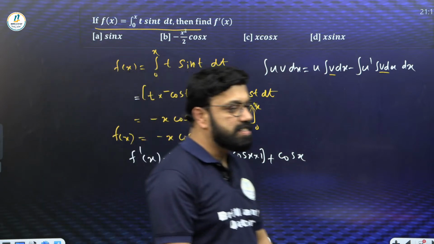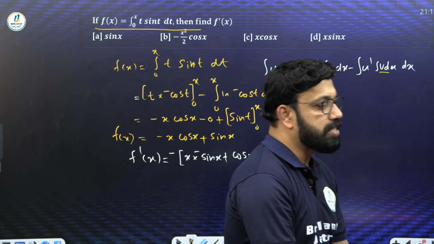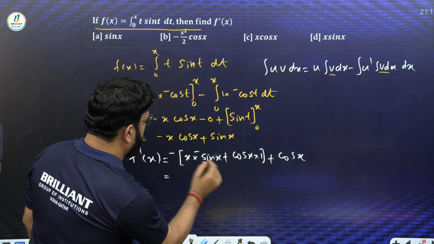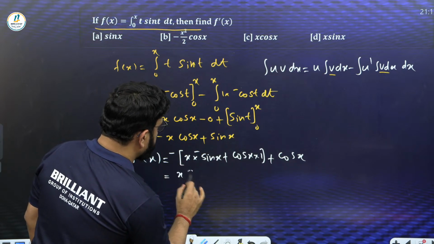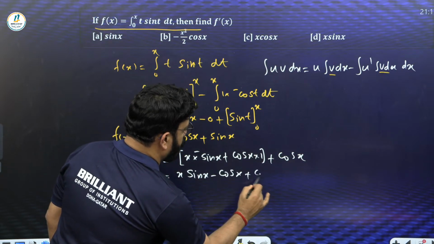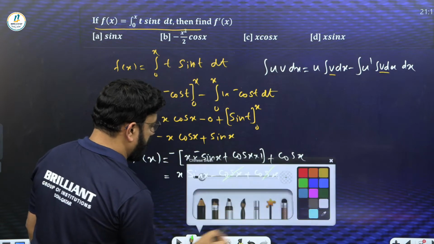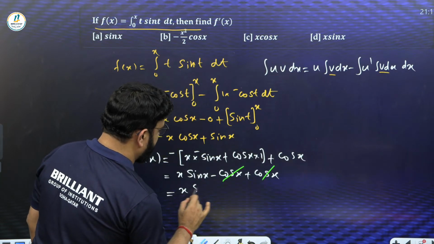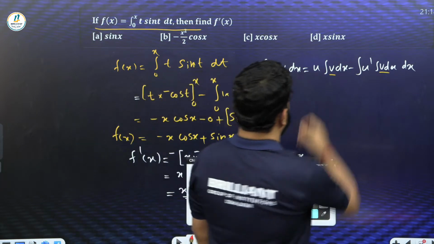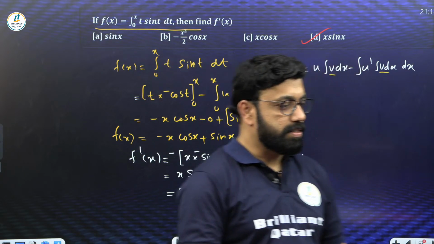Okay, students are giving the answers. Yes, Hannah, Veda, Ruben, all are giving the correct answers. So opening the bracket, minus of minus gives plus x sin x. Minus of plus gives minus cos x, plus cos x, which will be cancelled. The last answer is x sin x. We can check that in the options. Then x sin x, D is the right answer.